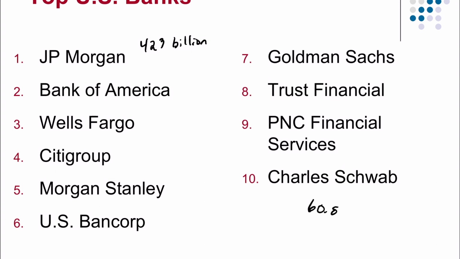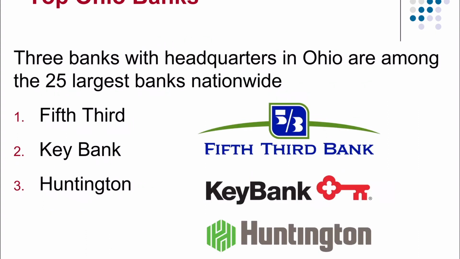Charles Schwab has a $60.8 billion market cap, but these are the top U.S. banks, and what's interesting is that 3 banks headquartered in Ohio are among the 25 largest banks nationwide, and those banks include Fifth Third, Key Bank, and Huntington. So we've discussed what banks can offer and what their balance sheets look like, and this is just giving you an idea of some of the largest banks here in the U.S. and also in Ohio.